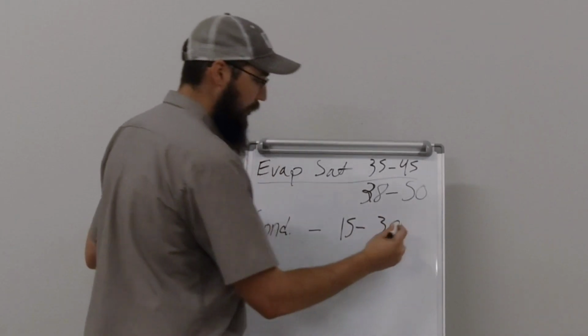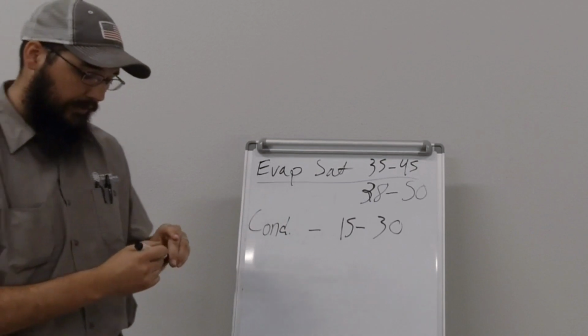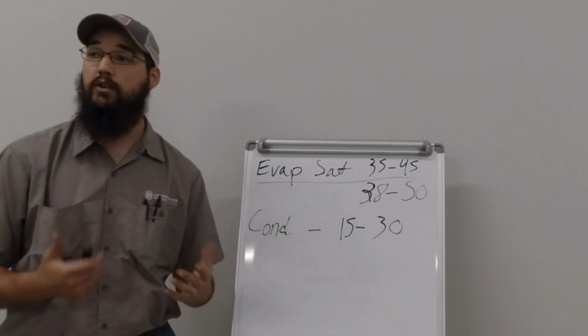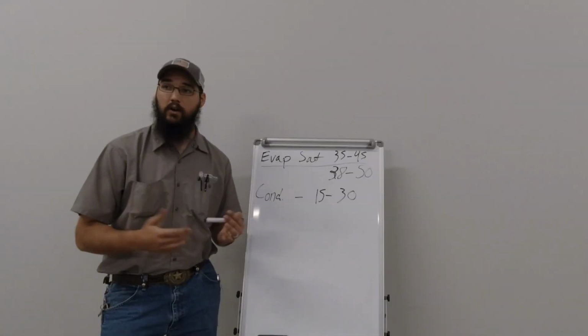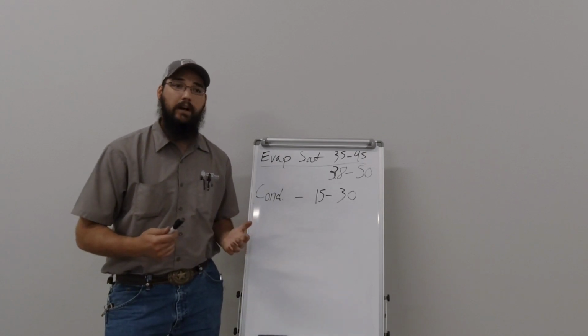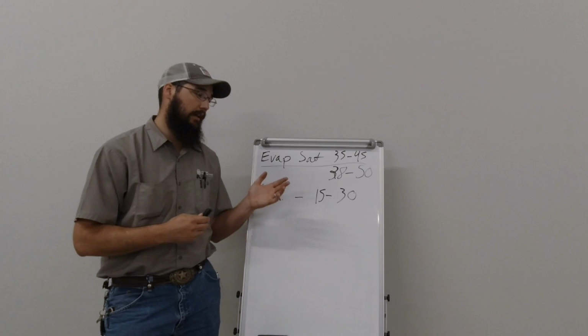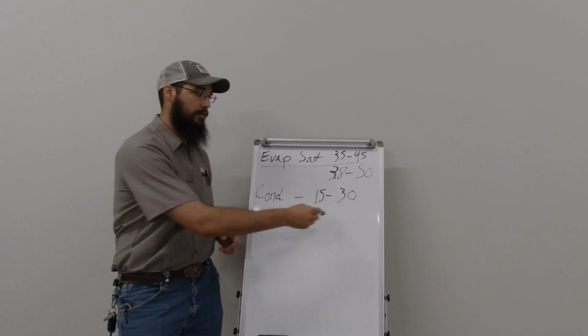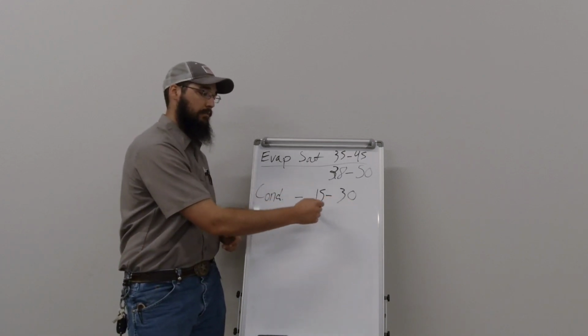15 to 30. Again, that 25, 30 is going to be most of your older systems. And when I say older, I'm talking 10 plus years. But anything in the last 10 years, the newer it is, this number is going to go down more and more.